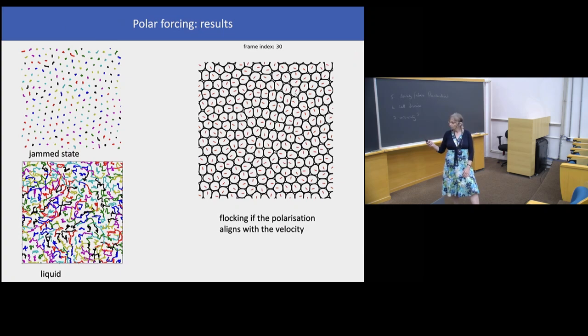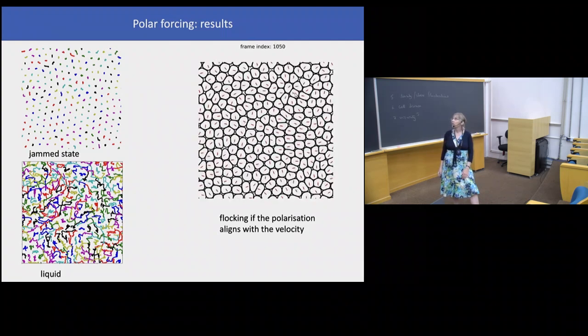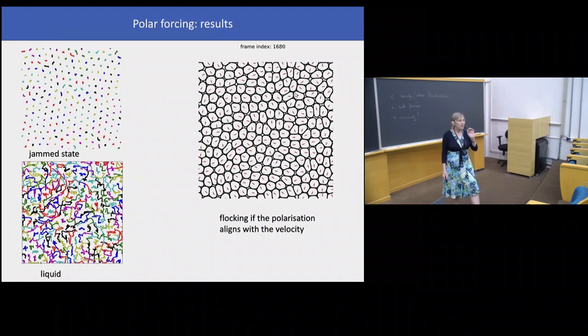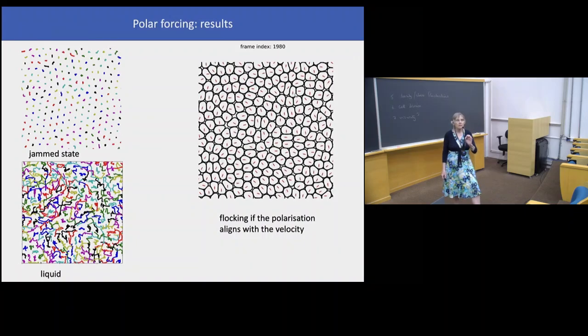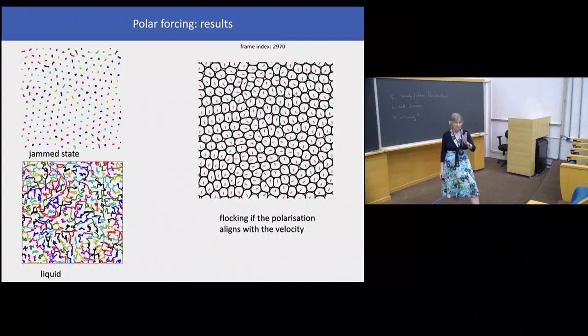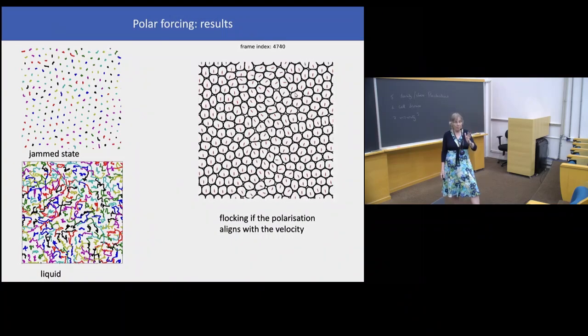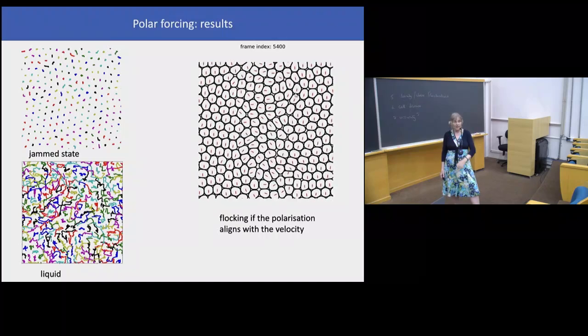You can get flocking. I think that's a movie showing the flocking. They can sort themselves out and flock, but that only comes in if the polarization is chosen to align with the velocity. If the polarization is random or aligns with the shape, you don't get that.